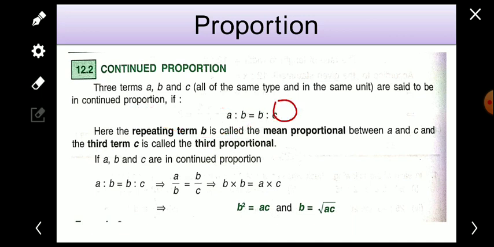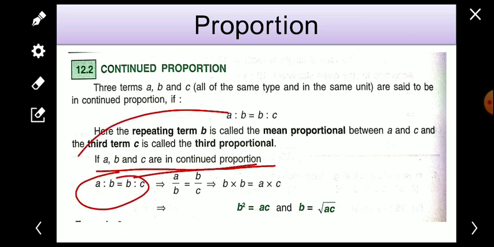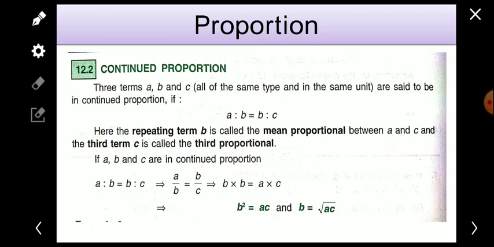Yeah, the term is fourth only, but the third proportional. Now if A, B and C are in continued proportion, then what will be this condition? The same thing is written here. A is to B, it means A by B is equal to B by C.